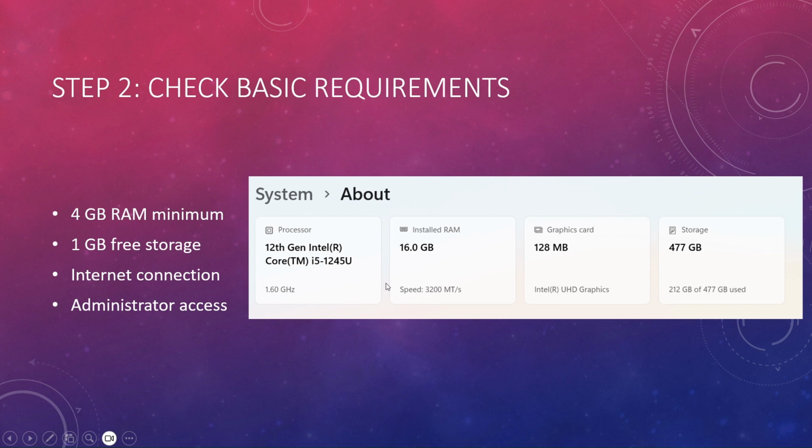Fine. So I have more than enough RAM. I have more than enough free storage. See, 1 GB is required. I have more than 200, right? So 477 GB, approximately 212 is used. Now for internet connection, you can always go into the right corner and see the icon which shows the internet connectivity. Here we have seen that the basic requirements that we needed are fulfilled. We have 4 GB RAM, 1 GB free hard disk, internet connection, and of course administrative rights you need to have so that you can install the packages.